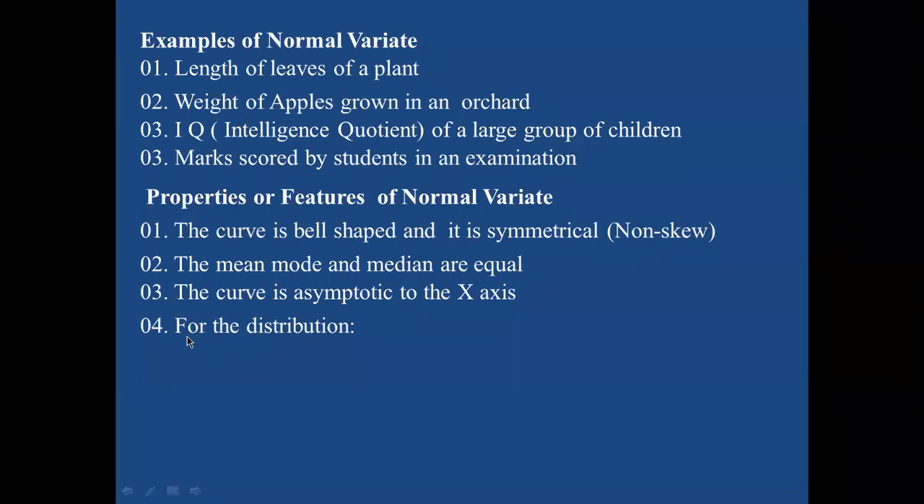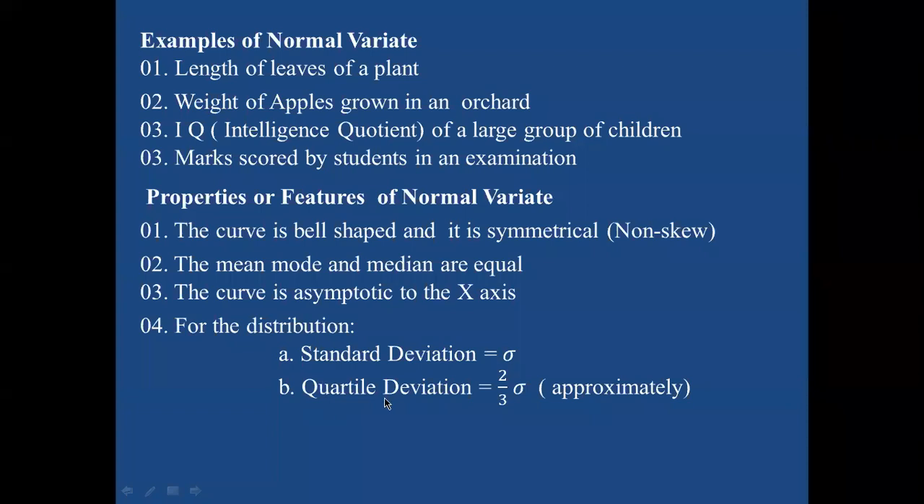Okay. So the normal distribution has the standard deviation as the first point, and the second point is quartile deviation. Quartile deviation is 2/3 of standard deviation. Remember this. Quartile deviation is 2/3 of standard deviation and mean deviation is 4/5 of standard deviation approximately as per the normal distribution. These are the properties.